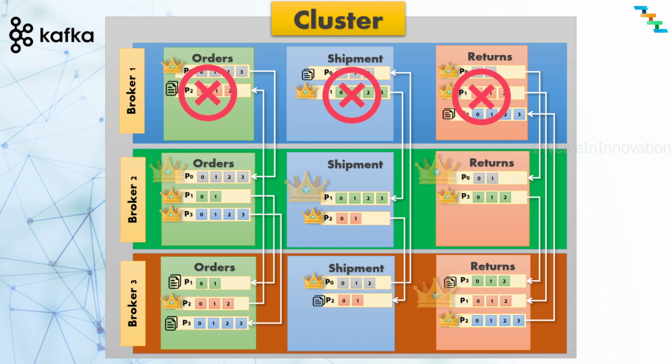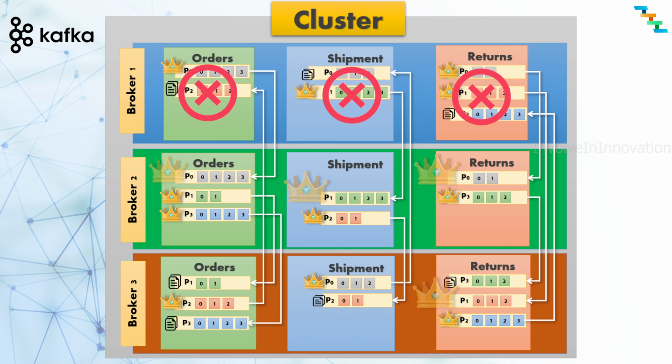In this example, if broker 1 becomes unavailable or crashes, then all the replicas and leader replicas in broker 1 for all the topics become unavailable. Here the partition 0 for the orders topic in broker 1 is the leader, which becomes unavailable because of the crash. Now the partition 0 for the orders topic in broker 2, which is an in-sync replica, will be elected as the leader for the orders topic partition 0.